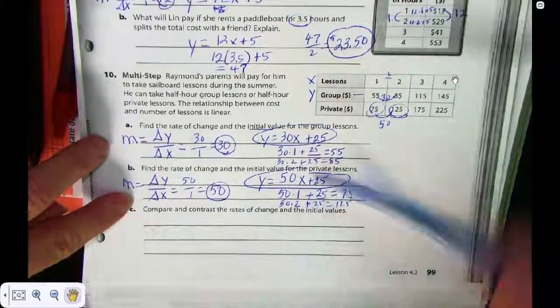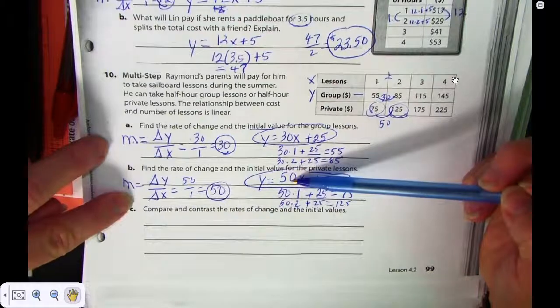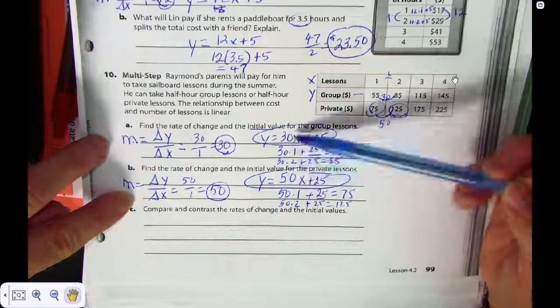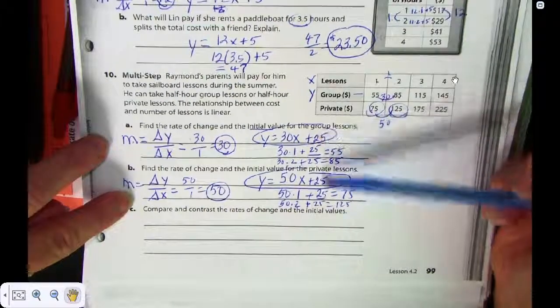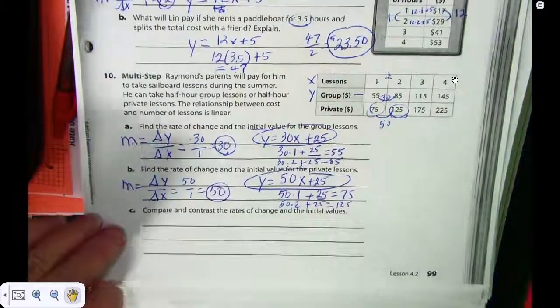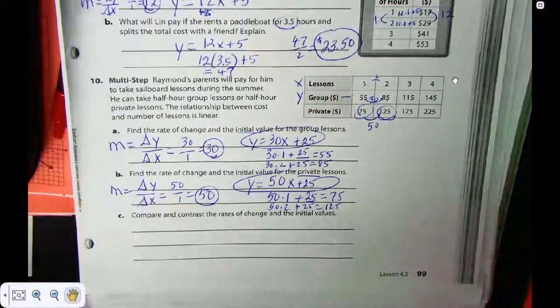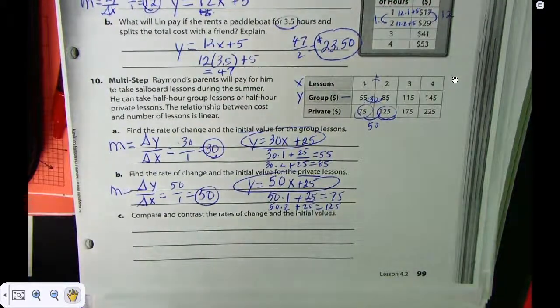This was the private lessons. You're going to pay $50 per lesson. So you're paying $20 more per lesson. You're paying the same initial fee. Okay. Are we good with that? All right. Look at page 100.